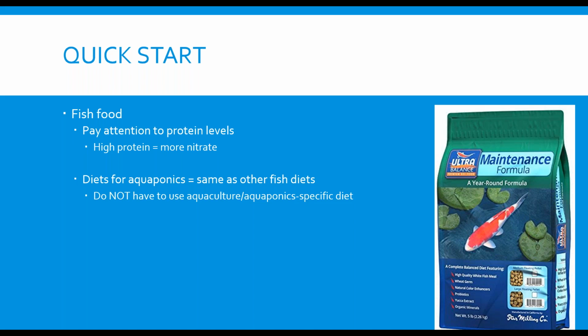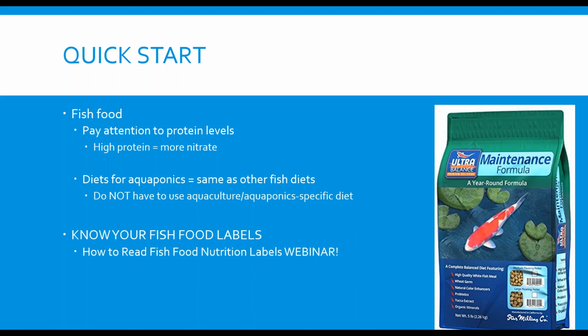the fish are not going to be growing from this. It's missing too many key nutrients and has a lot of suspicious additives. So you do not have to have a fish food diet for aquaponics. You can use whatever you want. It's really important that you know your fish food labels.